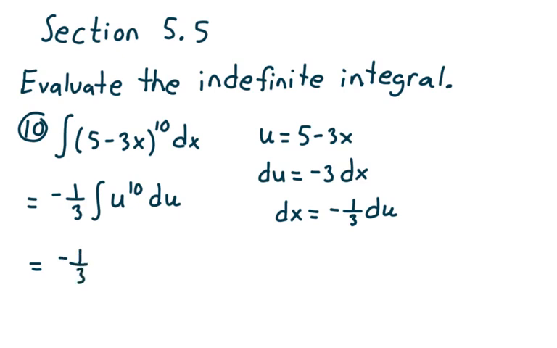So this is negative 1/3 times 1 over 11 u to the 11th plus c. But u is 5 minus 3x. So this is negative 1 over 33 times (5 minus 3x) raised to the 11th power plus c. Remember, c is a constant. And that's how you do problem number 10.